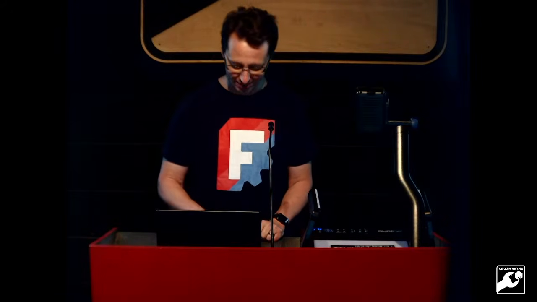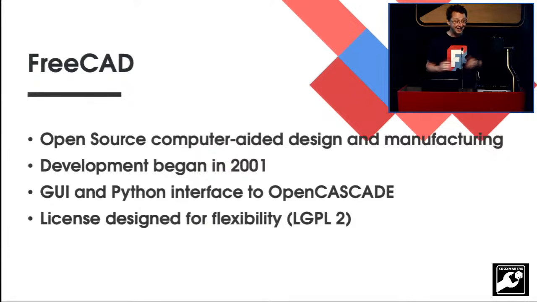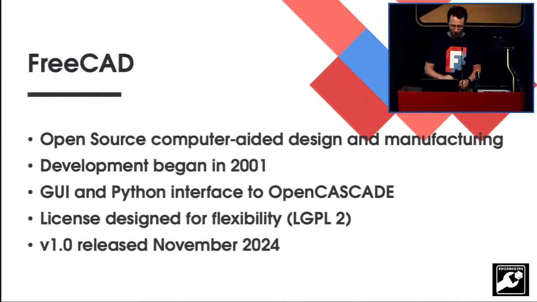So FreeCAD, I think probably everybody in the room, certainly, but probably also everybody who has bothered to click on this live stream, is familiar with it, but this is open source computer-aided design and manufacturing. Development of FreeCAD began in 2001, so we've been around for quite a long time. You could think of it as a graphical and Python interface to the underlying CAD kernel, which is called Open Cascade. It's an open source product with a license that's really designed for flexibility. This is an LGPL license. You are welcome to use FreeCAD as the basis of your commercial products and that sort of thing. So we have a very flexible license.